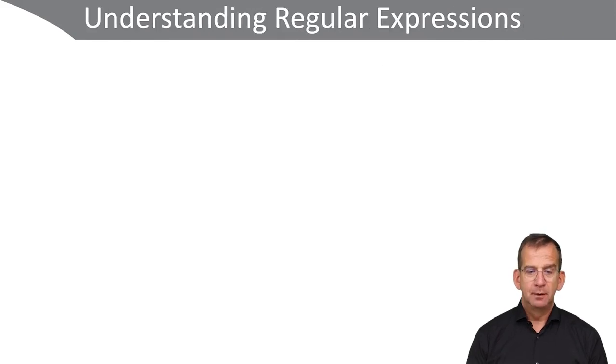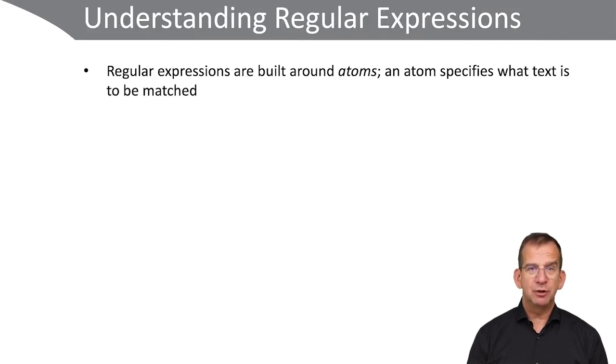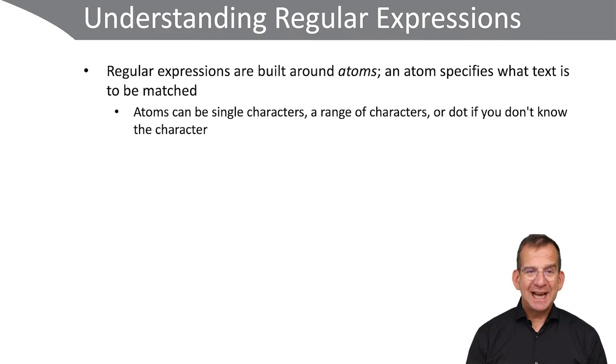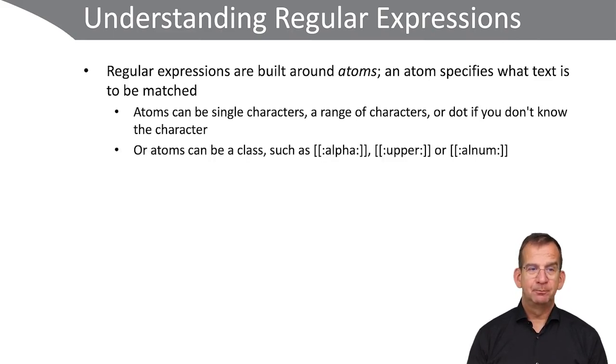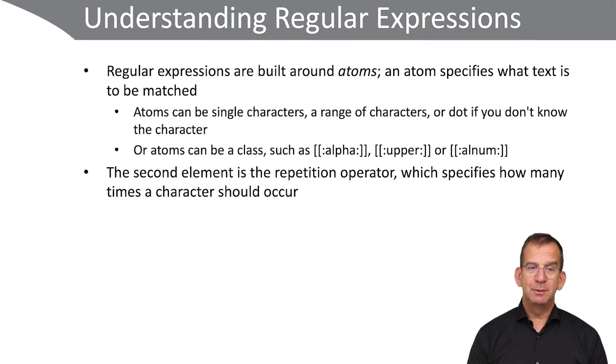Right, regular expressions themselves are built around atoms. An atom is the core part. It specifies what text is to be matched. Atoms can be single characters. It can be a range of characters, or a dot if you don't know the character. In that case, the dot represents any character. Atoms can also be a class, which is what you see in utilities like tr, such as alpha or upper or alnum for alphanumeric.